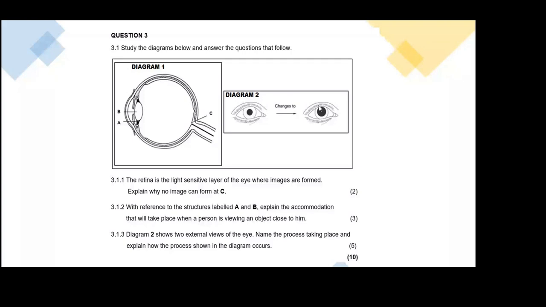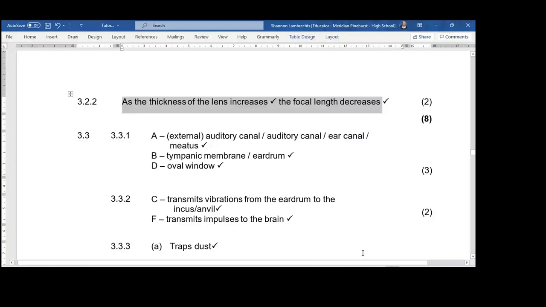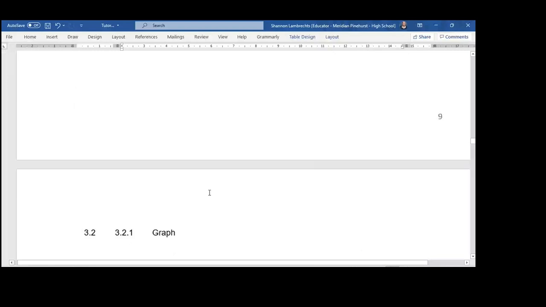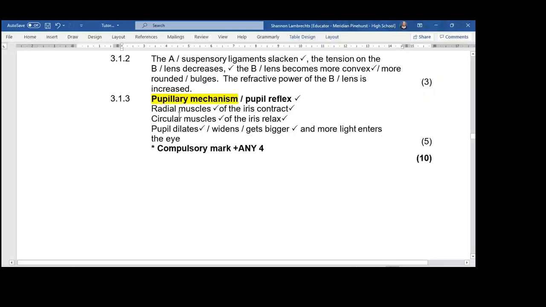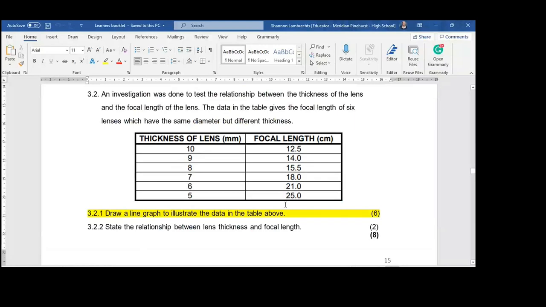Okay, and I did put that up. I'll just put it up again for you guys. You will have this available. Here we go. It is the radial muscles that contract and the circular muscles that relax, and then the pupil will dilate. Okay, I hope that makes a bit more sense for you guys over there. I'm happy to answer that question again, but I think that makes sense.